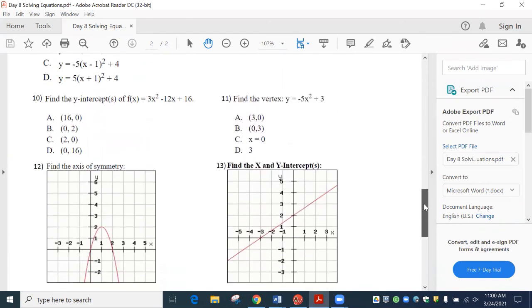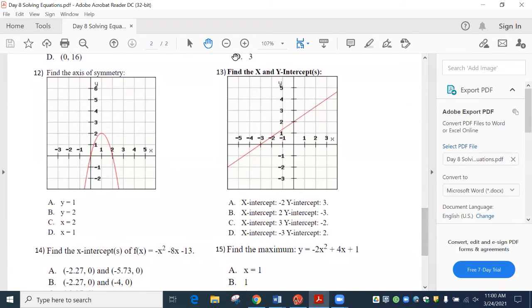All right. Now, number 12, this is what we've been doing a lot of. So y'all should have done this one quickly. Axis of symmetry has to be x equals. So it's not A and B. And then symmetry splits it in half. What number did we hit? 1. So the answer would be D.